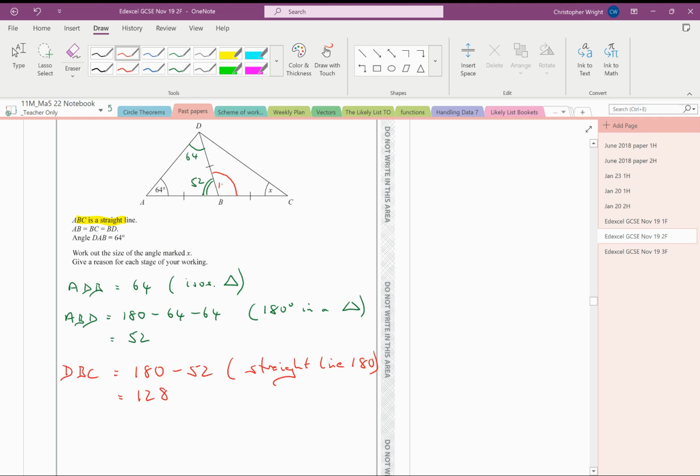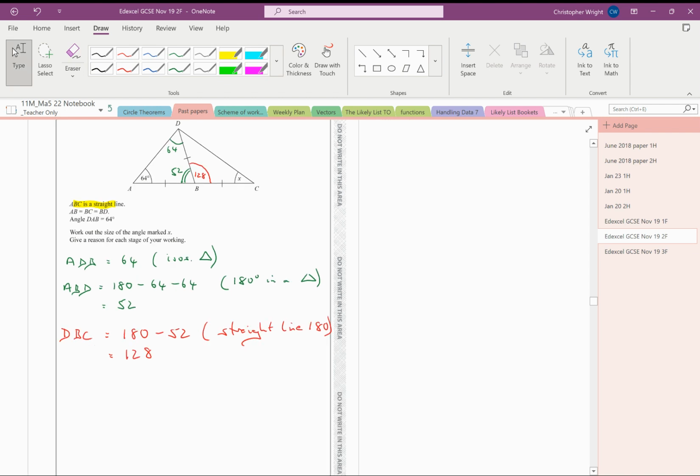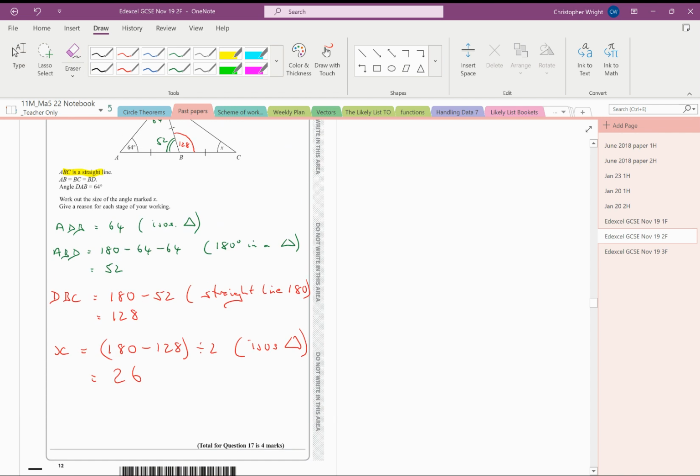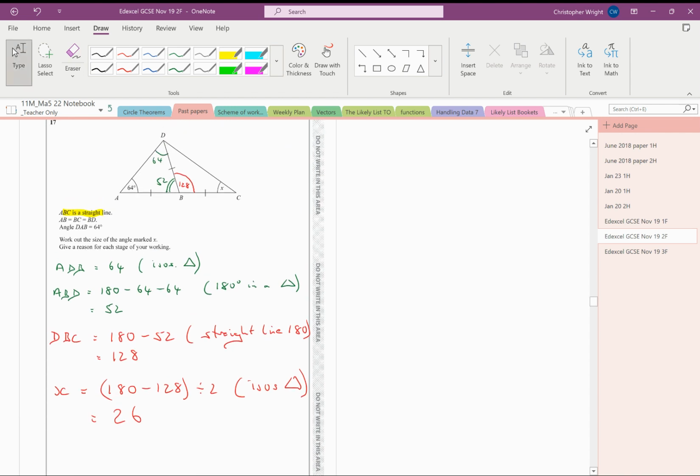Okay, so that's 128. And now, this triangle is isosceles, isn't it? So x is going to be half the degrees left, isn't it? So x is going to be 180 minus 128 divided by 2 because it's an isosceles triangle. And that is 180 minus 128 equals, divided by 2 equals 26 degrees. So there is my answer for question 17.